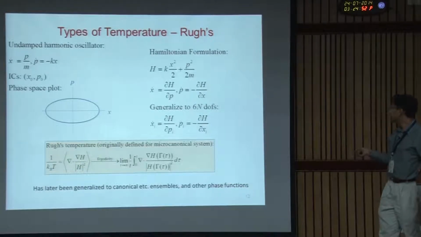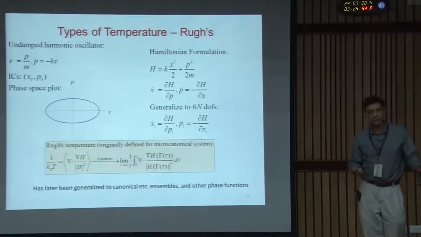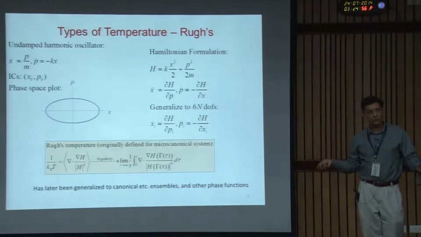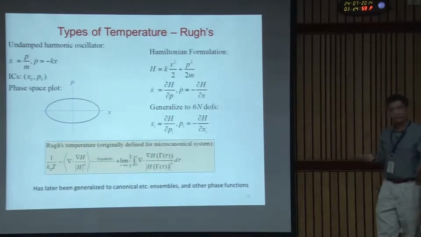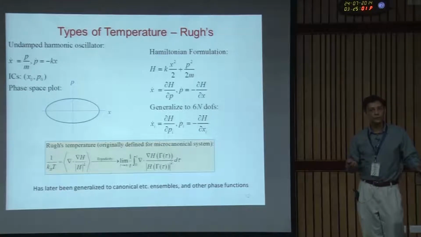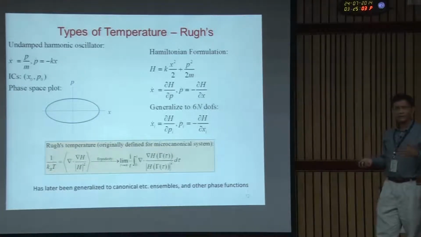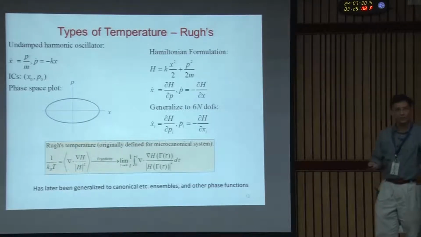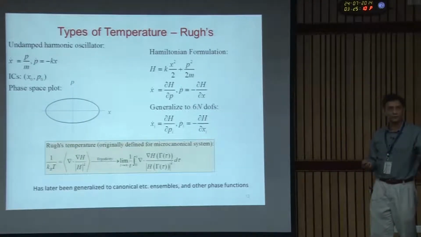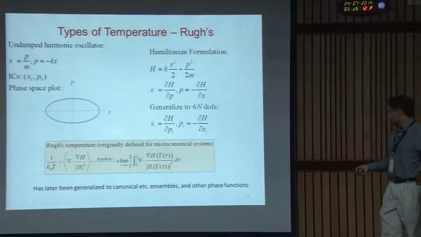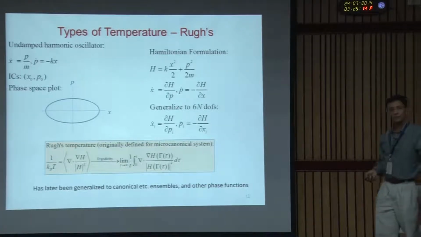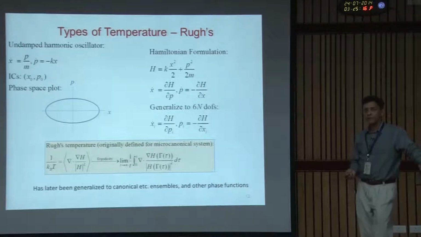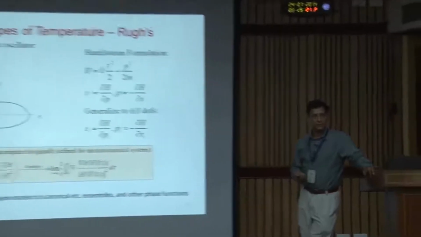This particular one is valid for the so-called microcanonical ensemble, which is NVE, a system isolated from the universe, with a fixed number of particles, fixed volume, and fixed energy, which again is not very useful to us because we want to look at systems which interact with the surroundings. And that's the whole reason we want temperature control. So this has later been generalized to canonical ensembles and other ensembles. Canonical basically means our constant temperature ensembles. And then other phase functions.